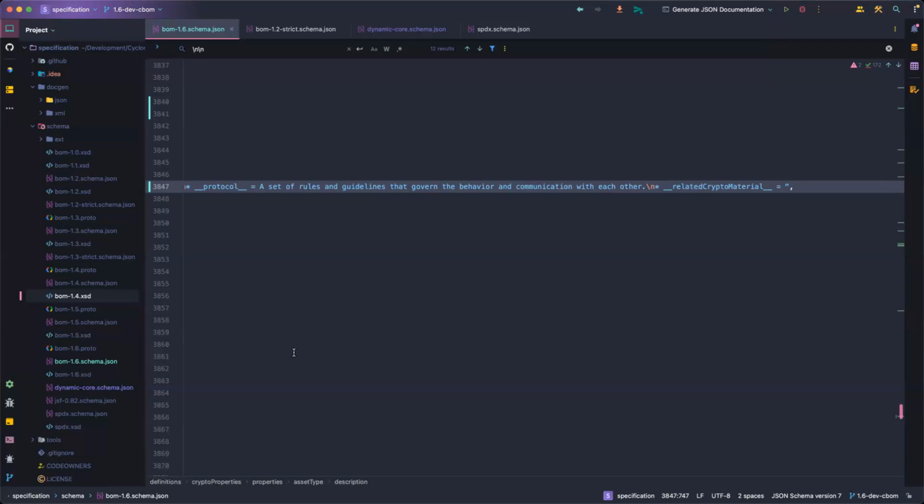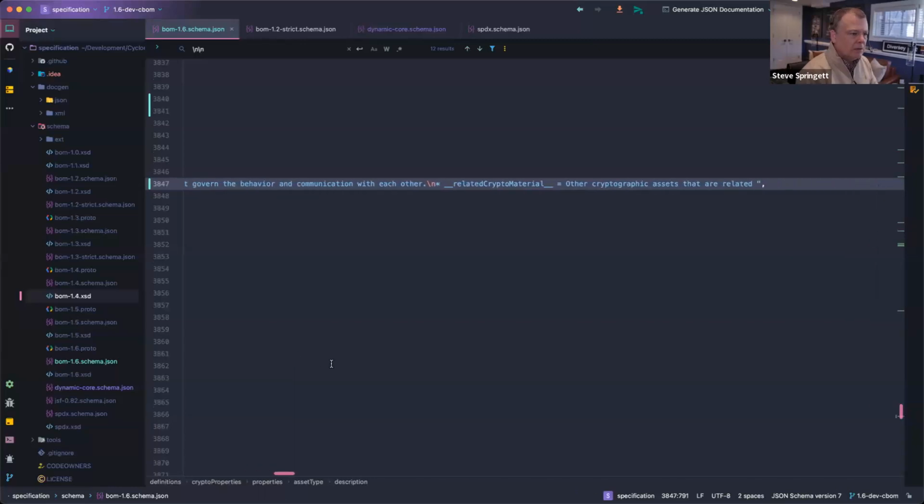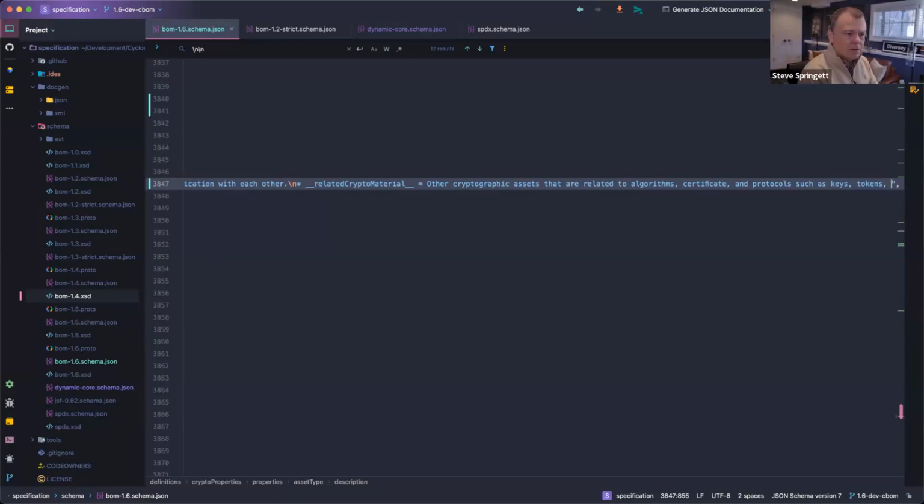Maybe we could just say that, like, other crypto assets that are related to algorithms, certificates, and then add some examples like keys, for example, or tokens. Other cryptographic assets that are related to algorithms or certificates or protocols, to the other three. So that's why it's related to those. Okay. Then just adding examples like key or token. Yeah. Anything else? Keys, tokens.